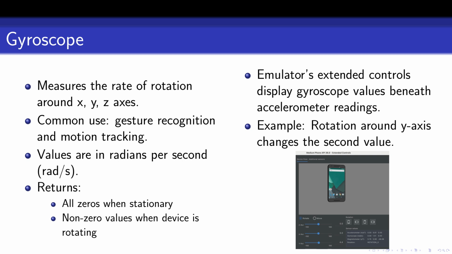Another essential motion sensor is the gyroscope. It detects rotation speed around each axis, typically in radians per second. If the device is stationary, the gyroscope outputs zeros. When you rotate the device, values update to reflect the rotation direction and velocity. The Android emulator allows you to simulate these changes in the extended controls menu.